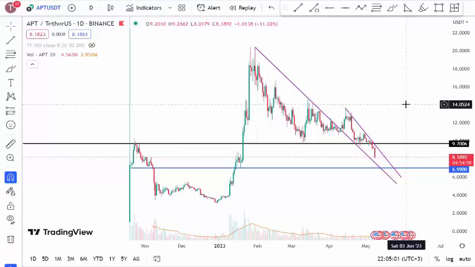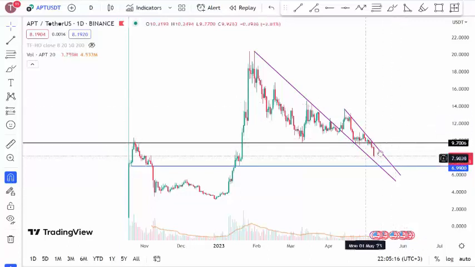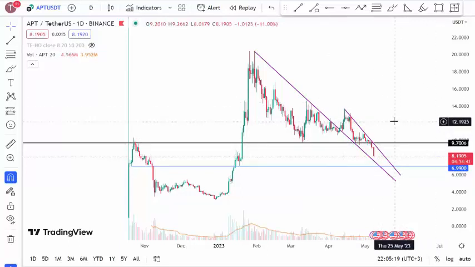In summary, we mentioned that there are downward trends and that the important point is 9.70. We cannot say that it is a very promising coin until it breaks above the 9.70 level. However, the 99 level is also an important support zone for us. We do not want it to be broken either.